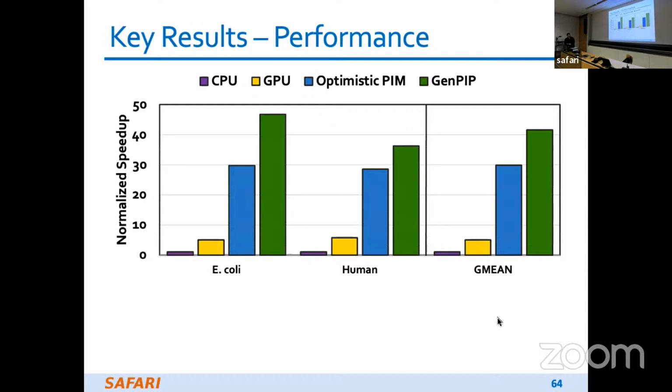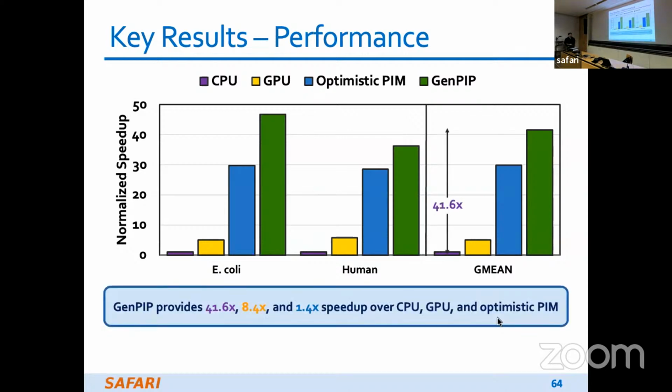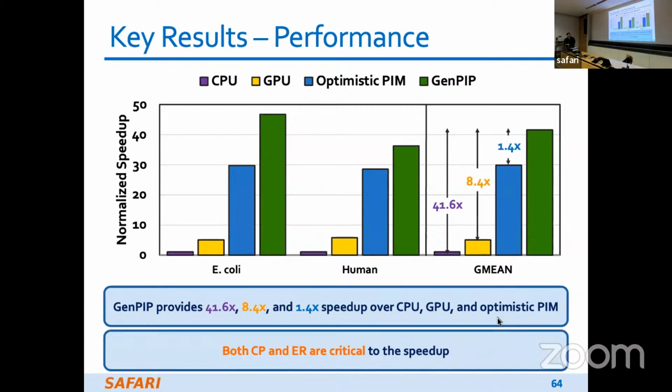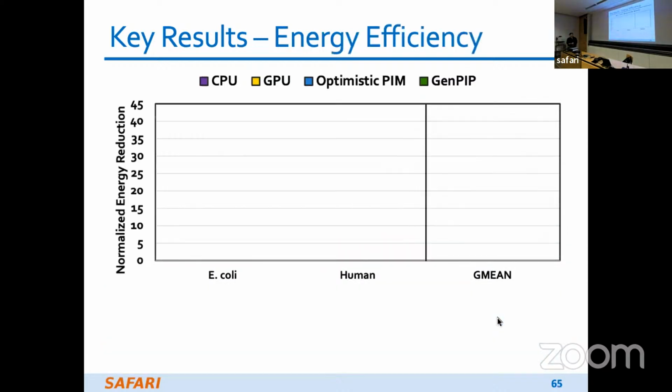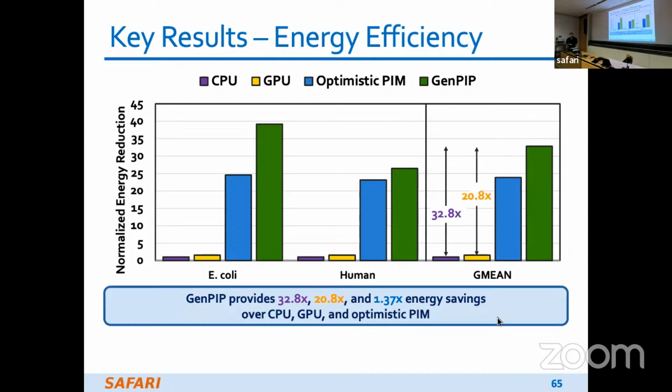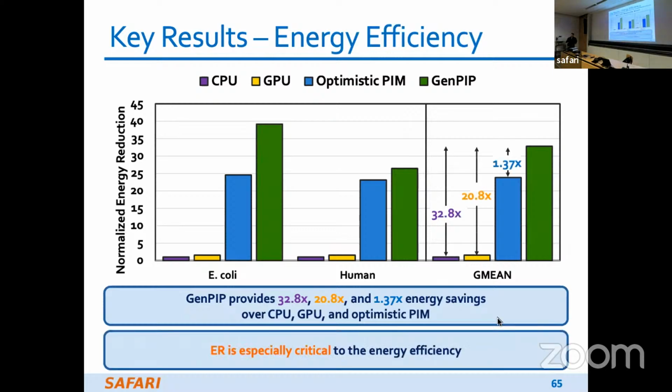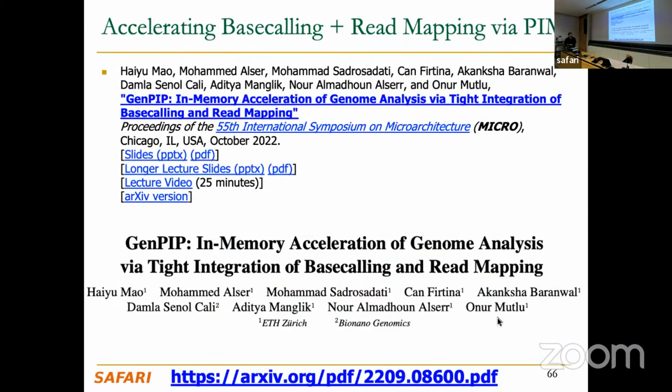And then we essentially look at the results where we compare GenPip to CPU implementation of base calling and read mapping, also GPU implementation of them, and also an optimistic PIM where we assume there is no data movement, but there is still some useless computation. Doing so, we show that GenPip provides substantial speedup compared to the baselines, as well as significant energy reductions, because it doesn't only reduce the data movement, but also it reduces the useless computation. So this is all basically a processing in memory approach. If you are interested in learning more, you can take a look at this paper.